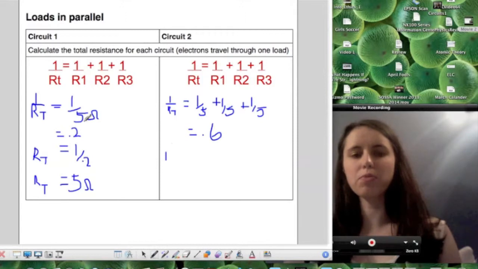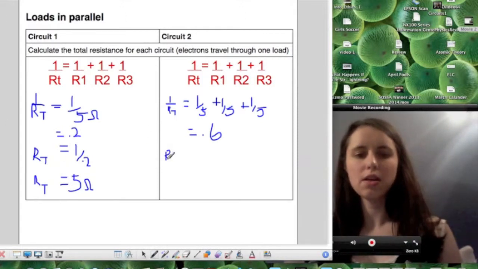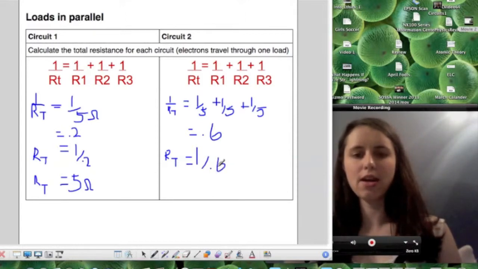We're going to use the same principles that we used over on this side. I'm not going to pull up that second screen this time. Okay, so RT is equal to 1 divided by 0.6. I'm going to do some fast math in my head. 1.67. All right, so I know that in circuit 1, my total resistance is 5 ohms. And in circuit 2, when I added the loads, my total resistance is 1.67.